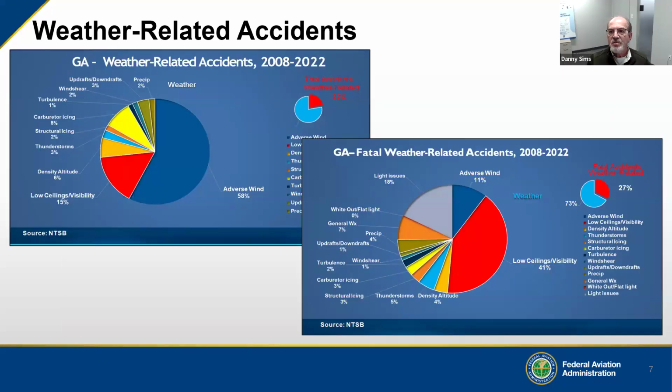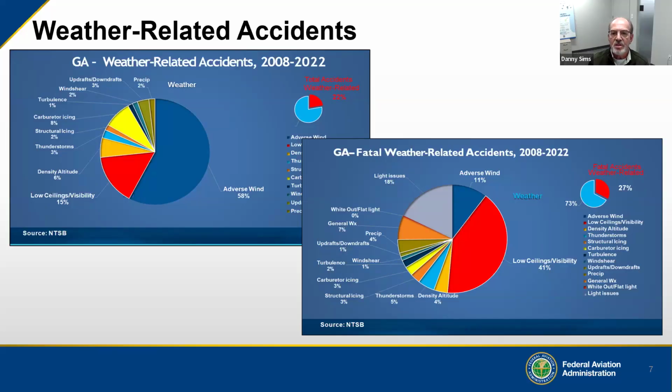NTSB accident reports for the period 2008 through 2022. During that period, the graph on the left with the pie chart shows that the total of all the accidents that were weather-related was 22%, and of those, over half of them were due to adverse weather. On the right-hand side are the weather-related accidents that led to fatalities, where adverse winds caused more than 50%, they were 11% of the fatalities.